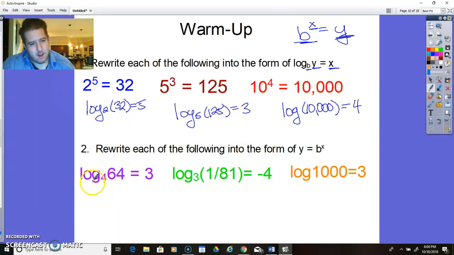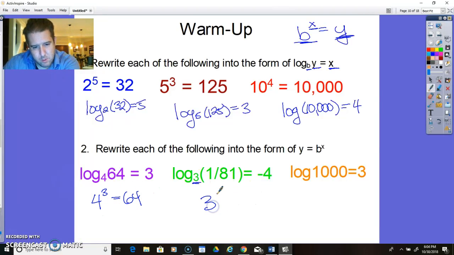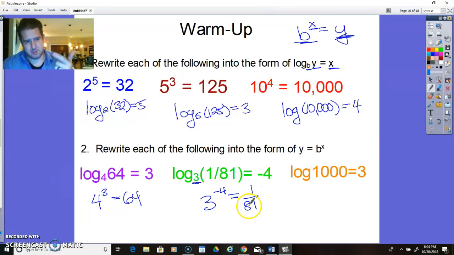These we're going to take in logarithmic format and put back into exponential format, which is y equals b to the x power. So this is 4 to the 3rd power is 64. This one is 3 to the negative 4th power. Now remember, if it's negative, it's going to be flipped. It becomes 1 over 81. 3 to the 4th power is 81, 3 times 3 times 3 times 3. And this is common log, so this is 10 to the 3rd power is 1,000.